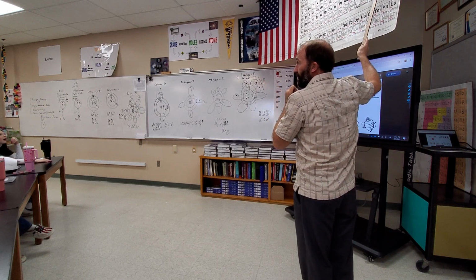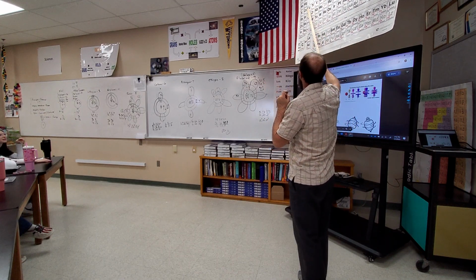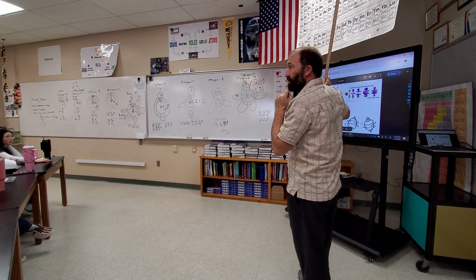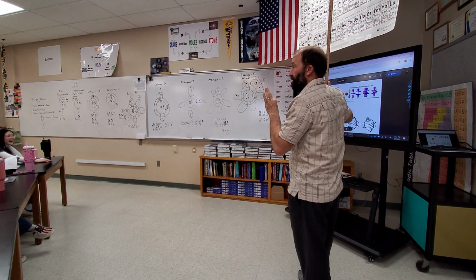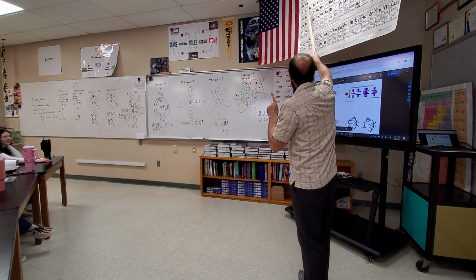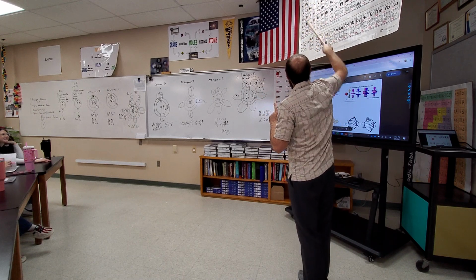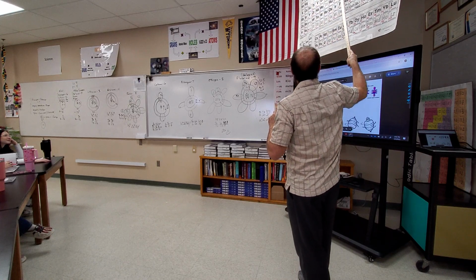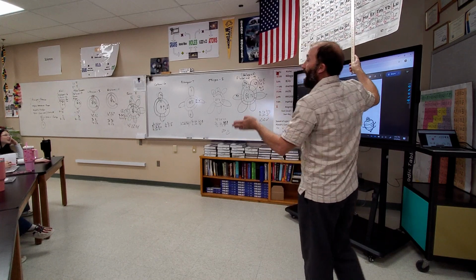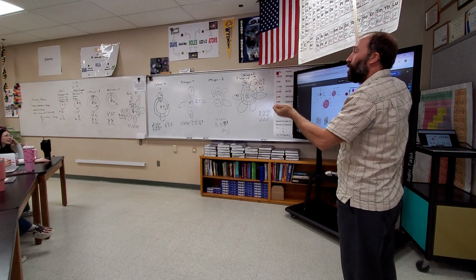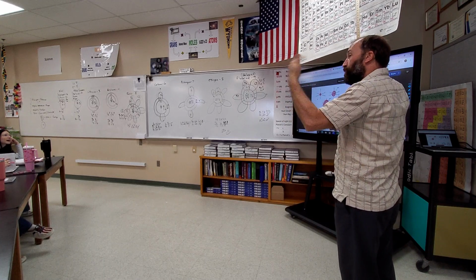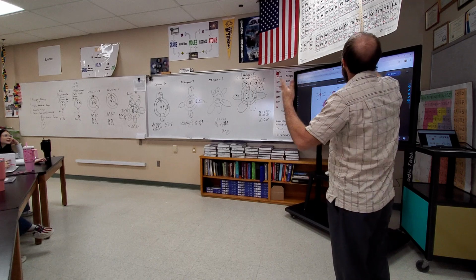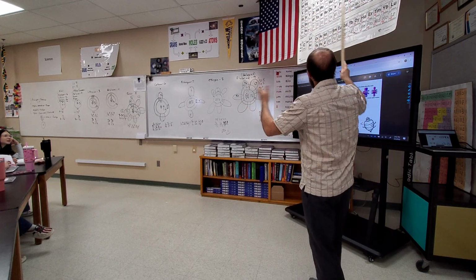So how many do you think D can hold? 10. Because this is D, so we start at Scandium. 1, 2, 3, 4, 5, 6, 7, 8, 9, 10. And then once we get to zinc, where are we at? You're back to P. That makes more sense. And then you keep going.